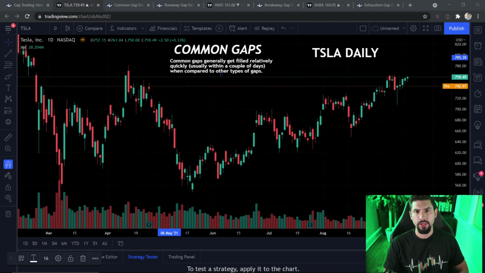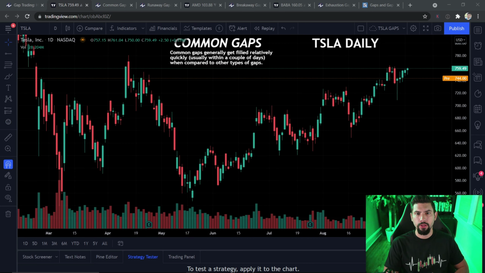The first example we're going to take a look at are common gaps, and we're going to use Tesla for that because Tesla's had a lot of really good examples in the last couple of weeks. So let's dive right into that. I'm going to show you how to find the price gap and then how to mark out the levels so that you can be aware of those areas.